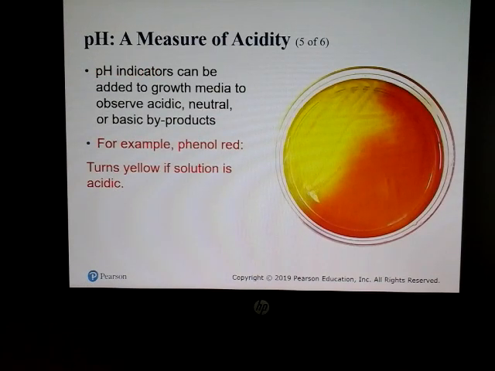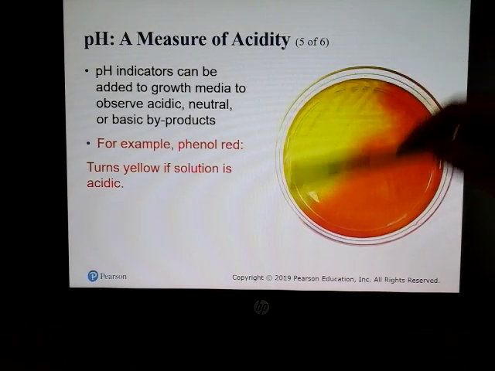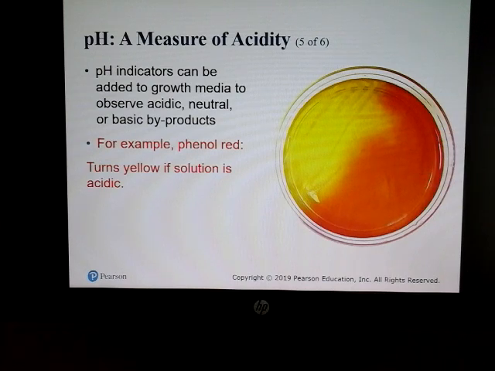Now in some experiments that are done, we actually had a pH indicator called phenol red. And in acidic environments, the phenol red is actually going to turn this yellow color. That's going to be important when we talk about fermentation in the laboratory.